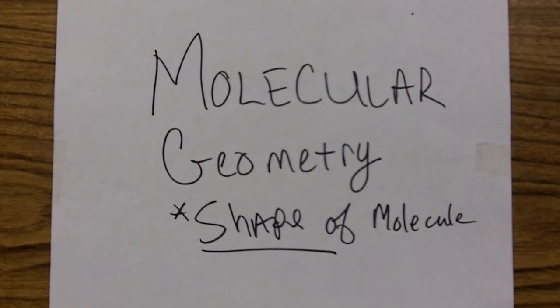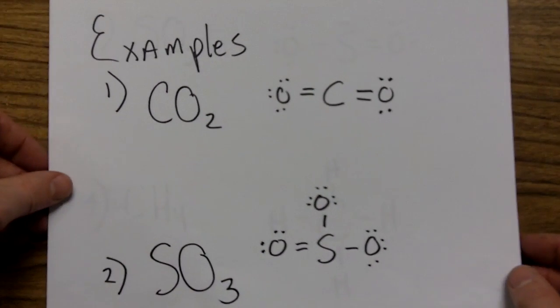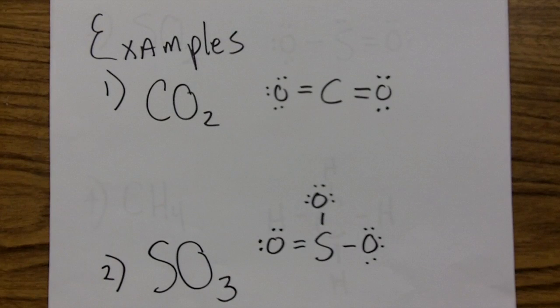Now we will learn how to find the shape of a molecule from the Lewis structure and the electron geometry. This video should not be watched until you have mastered finding Lewis structures and electron geometries. It will assume that you already know how to do those. So here are some examples of what we're going to do.